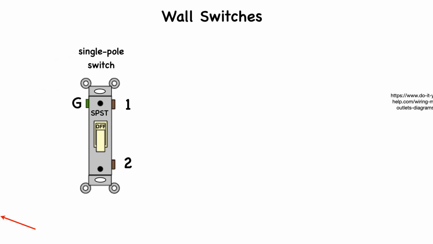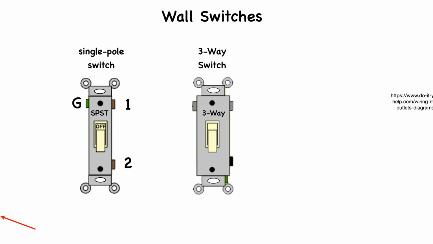The second most common type of switch found in residential buildings is a three-way switch. These can be identified by 3 terminal screws, and sometimes the newer versions will have a 4th green screw for connecting a ground wire. A 3-way switch is used to control lights from 2 locations, like the top or the bottom of a staircase.